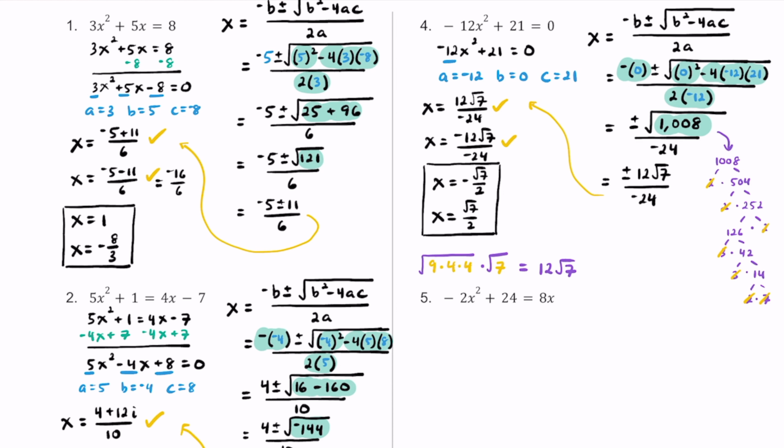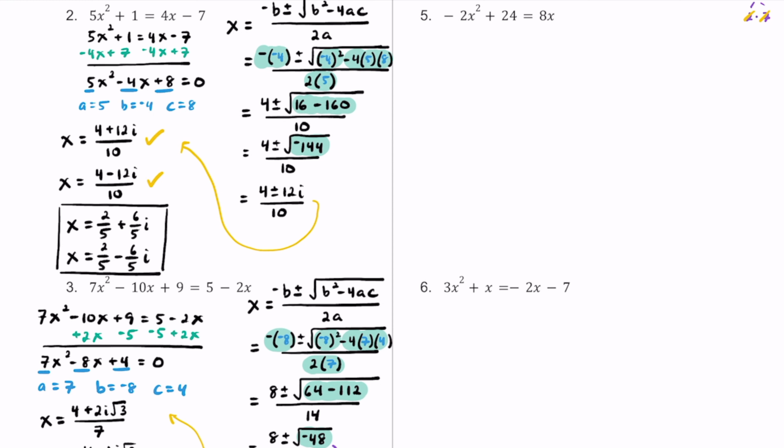These would be our two irrational solutions for this quadratic equation. Here's number 5. For number 5, we have the quadratic equation negative 2x squared plus 24 is equal to 8x. Here's our good old quadratic formula. And let's just go ahead and start by copying the equation down. So we have negative 2x squared plus 24 is equal to 8x.